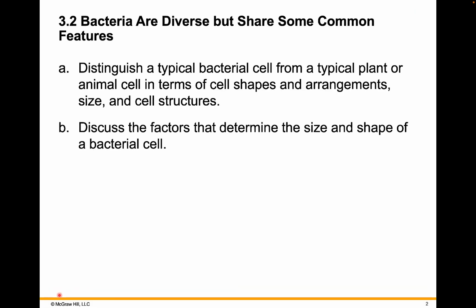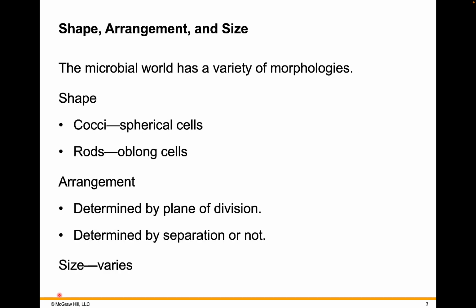So the first thing that is important is that the bacteria are diverse. We are skipping 3.1. We are starting with 3.2, a typical bacterial cell, since they share some common features. We are going to describe a typical bacterial cell and discuss the factors that determine the size and the shape of the bacterial cell.